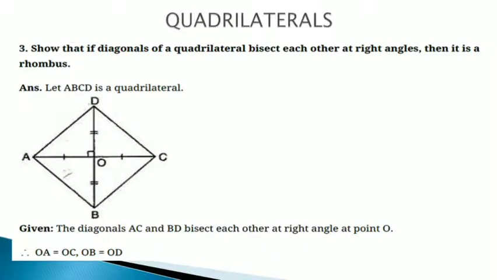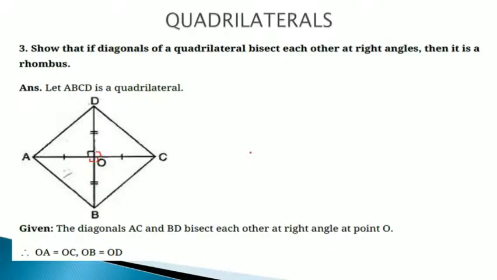Now we are given a quadrilateral ABCD, suppose here, and its diagonals bisect each other at right angles. It means OA is equal to OC and OD is equal to OB. So diagonals are bisecting each other and they are bisecting at 90 degrees. Means this angle is 90 degrees, this is also 90 degrees, this is 90 degrees and this is 90 degrees. Now we have to prove that it is a rhombus.